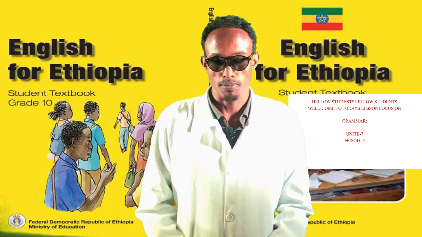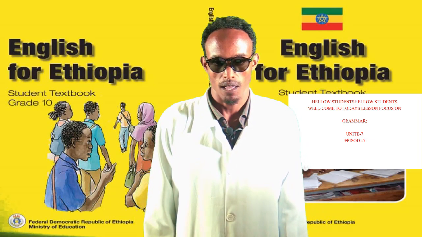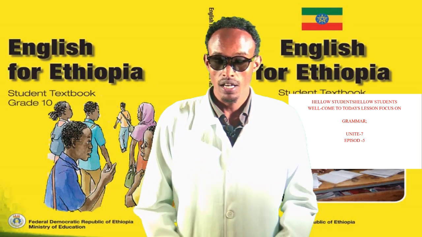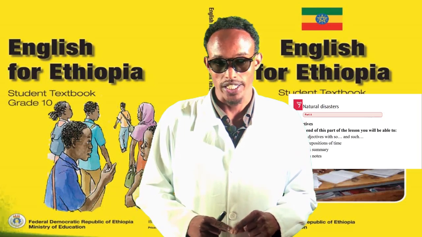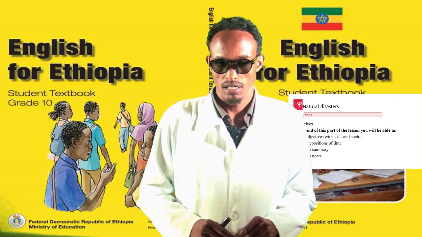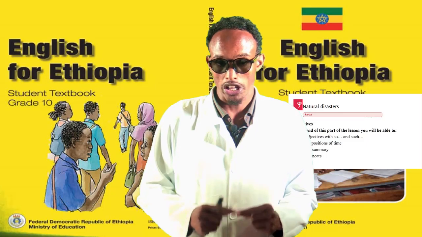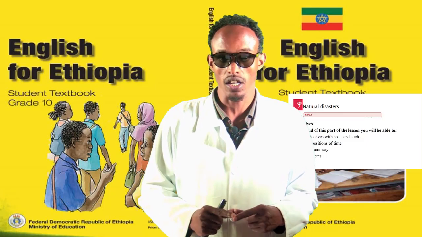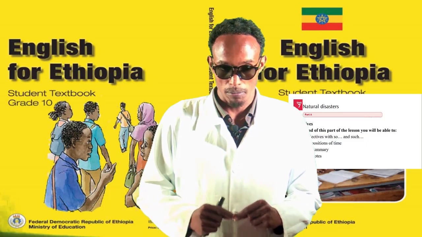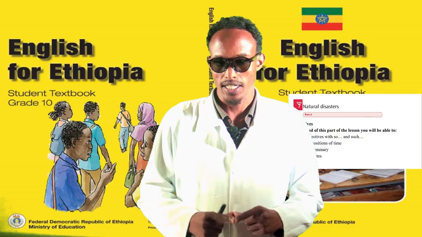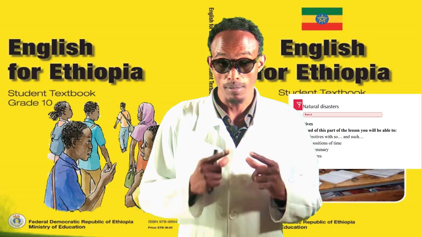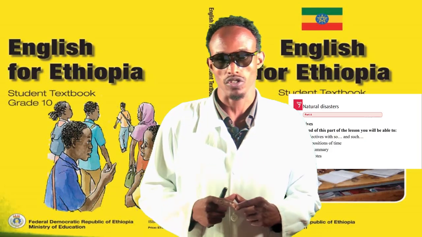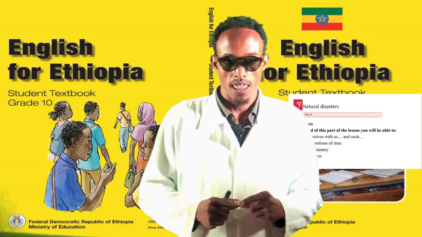Unit 7, Episode 5. In Unit 7, it's about natural disasters. In this unit, we have discussed a lot of information, but I want to focus a little bit on the grammar parts of the unit.